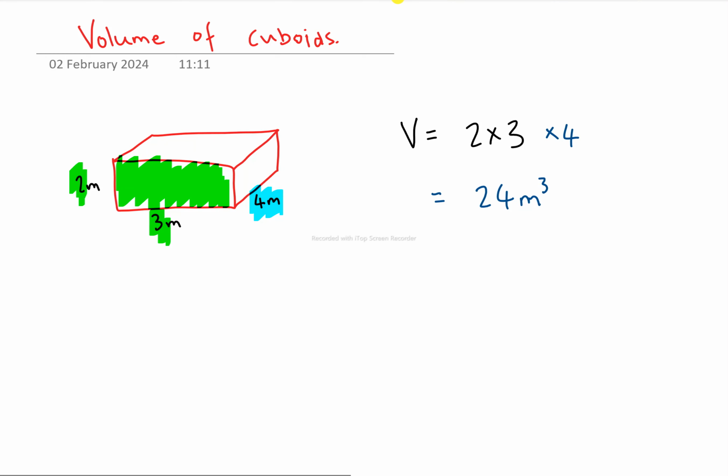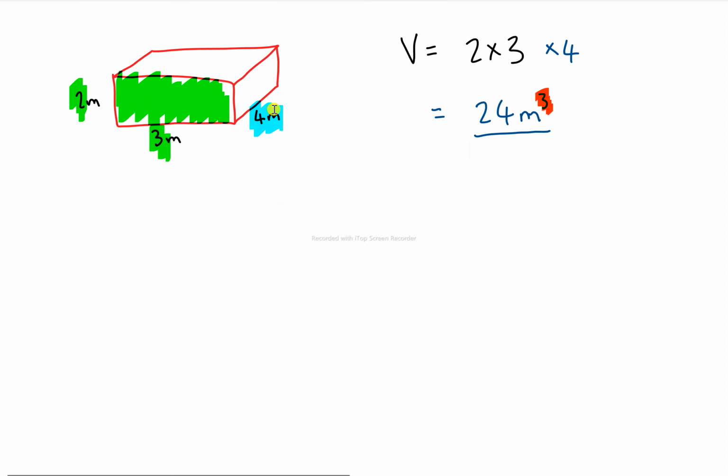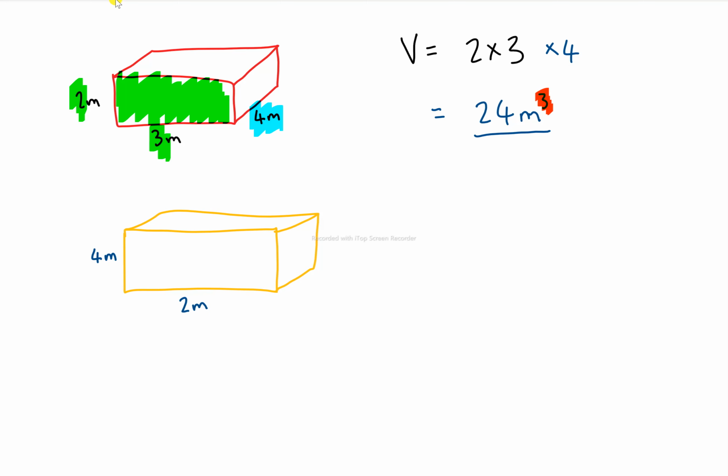Remember it's cubed? Yeah, remember it's cubed. That's easy. Now you try this one. Once I've drawn it and labeled it, you pause it and try it on your own, and then we'll do the same thing again. So if I said to you that is 4, that is 2, and that is 10. So what would you do? Right, just pause it there.